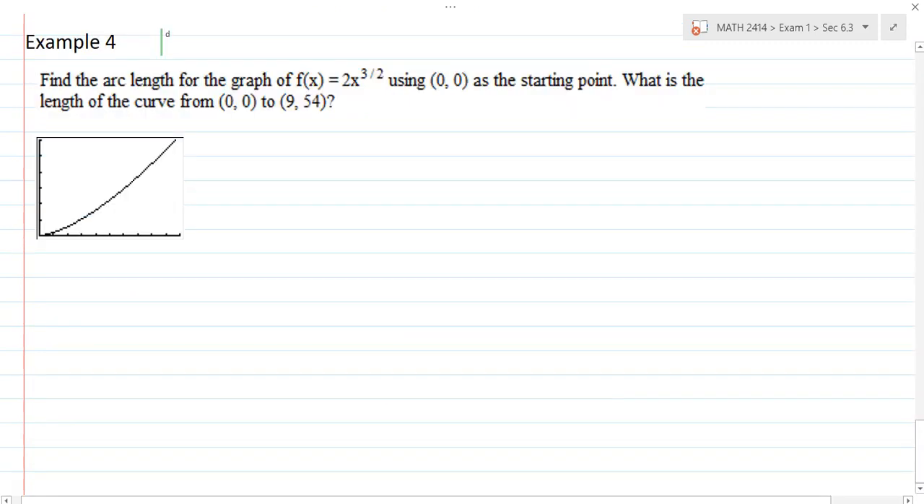Example 4. We're asked to find the arc length for the graph of f of x equals 2x to the 3/2 using the point (0, 0) as the starting point. So that's this point right here. And then what is the length of the curve from (0, 0) to (9, 54)? So that's this point right here. Now I don't tell you if you have to integrate this with respect to x or with respect to y. You could do either. But since they give us y as a function of x, I recommend you set up an integral with respect to x.